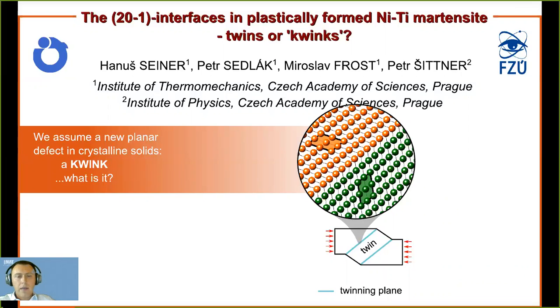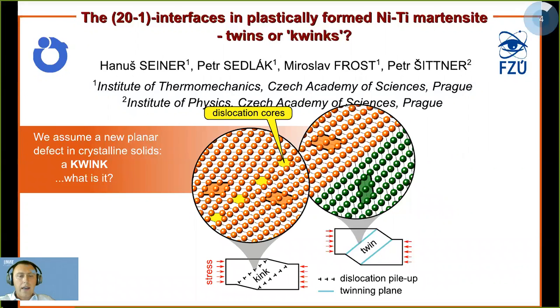But then there is a very similar defect called a kink, and it appears in layered media, in long period stacking order magnesium alloys and such materials. And this is again a planar interface between two differently oriented lattices, but in this case, the lattices are related not by mirror reflection or by shear, but by rotation. And in the kinking, the interface provides this rotation by the presence of a dislocation pileup. It's like in a low angle grain boundary. The difference is that here the angles can be pretty large.